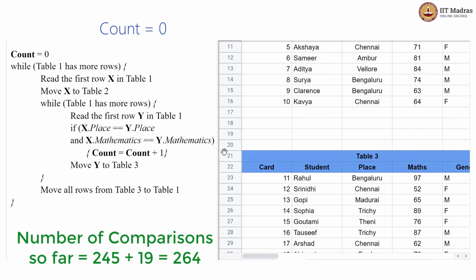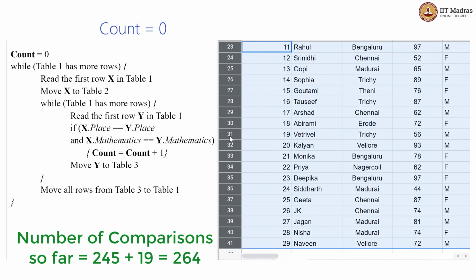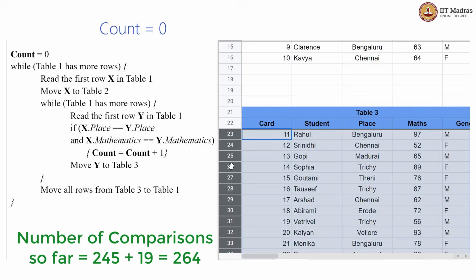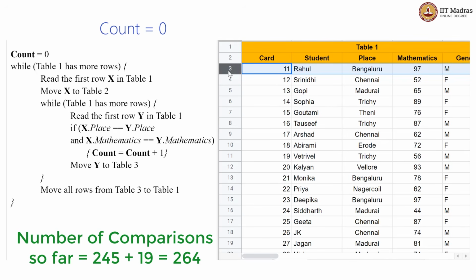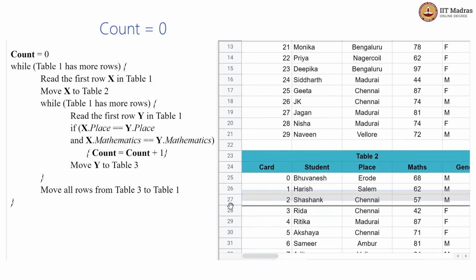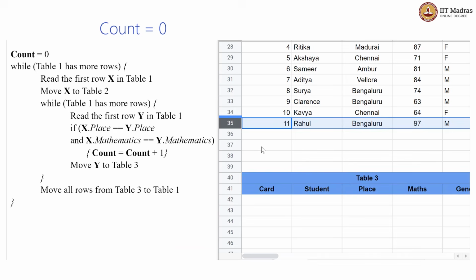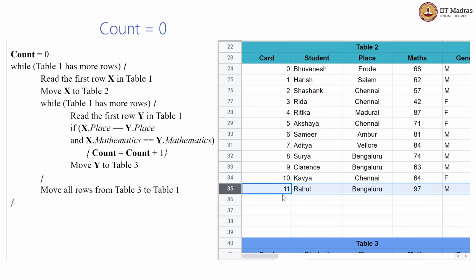Table 1 is empty. So bring all these rows back. This is our row X now. We move it to table 2. It's Bengaluru 97.